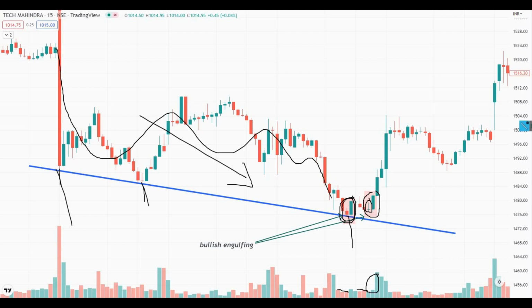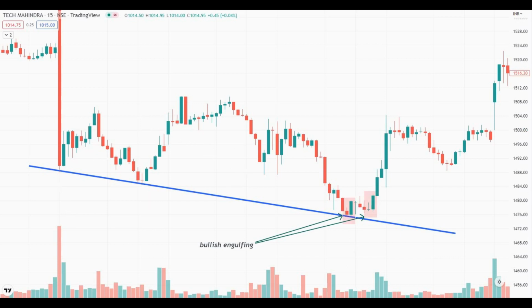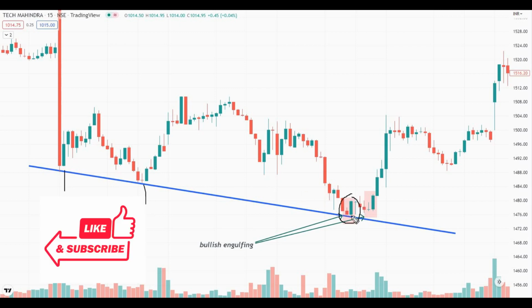Okay, so always combine market structure, trend and volume along with candlestick patterns. You will definitely find low risk, high reward, high probability trade setups. Okay, see the very beautiful bullish engulfing pattern right at the support zone, and then trend changed from down to up. Okay, so now let's look at another example.